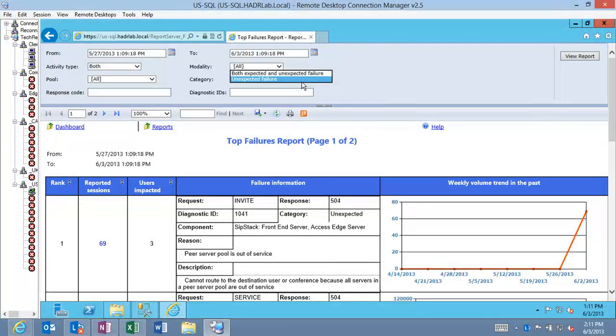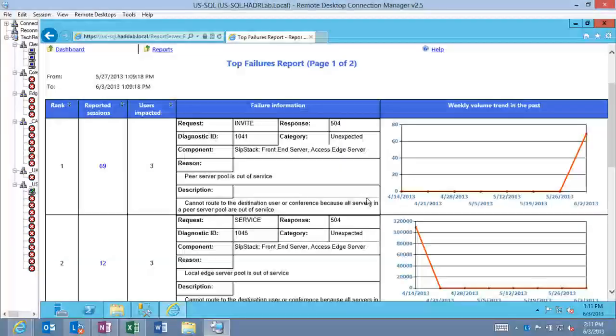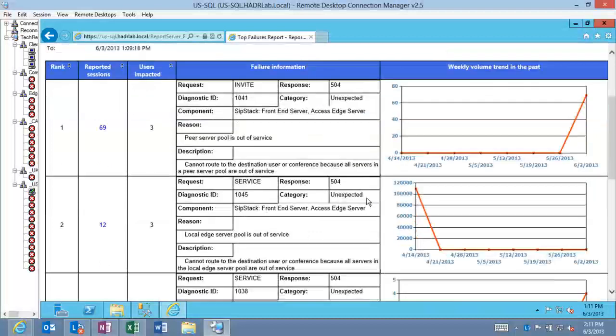And so you really want to target your troubleshooting on unexpected failures, and that's why this is the way it's set up. Here we can go through and see all the different response codes. We could filter it if we wanted, so we can find how our trending was. It gives us a good idea of what's causing the most common issues within our environment.